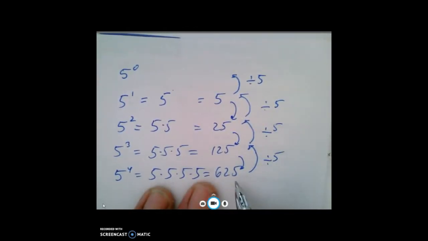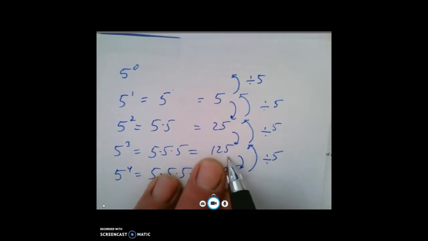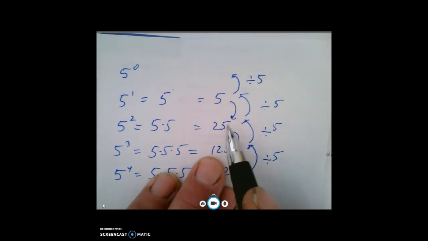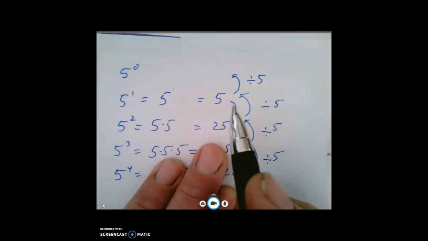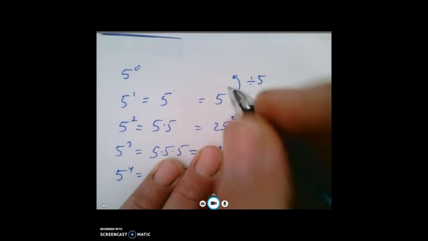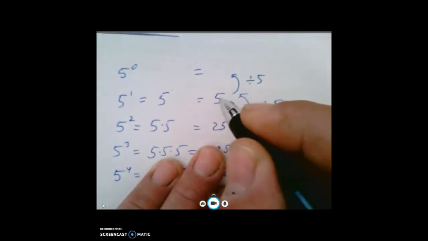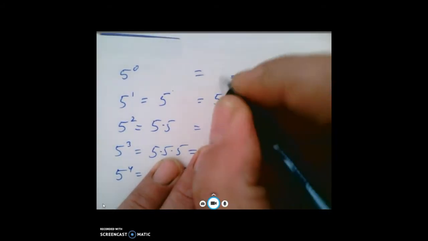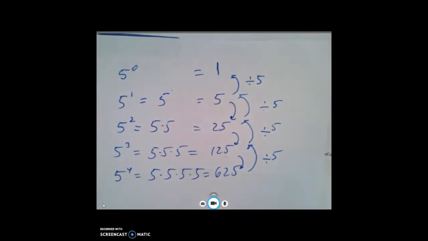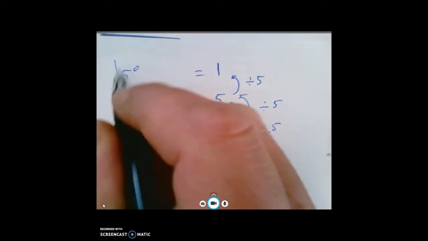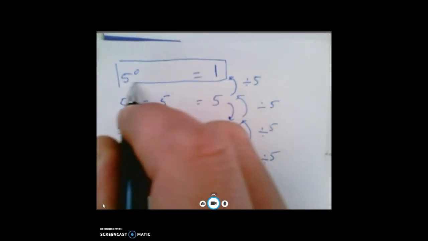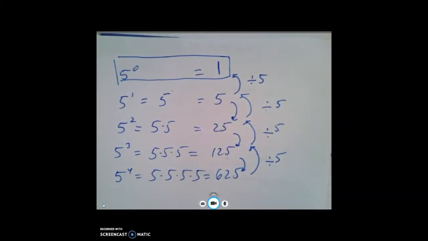Each time here, we're dividing by 5. And if that doesn't make sense, I apologize. Take your calculator and do 625 divided by 5. You'll verify that it is 125. 125 divided by 5 will be 25. 25 divided by 5 will be 5. So then the only answer that makes sense here is 5 divided by 5. That would have to be 1. All right. That's how you can remember. That's justification for why 5 to the 0 is 1.